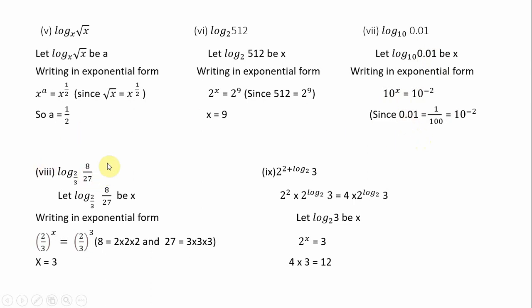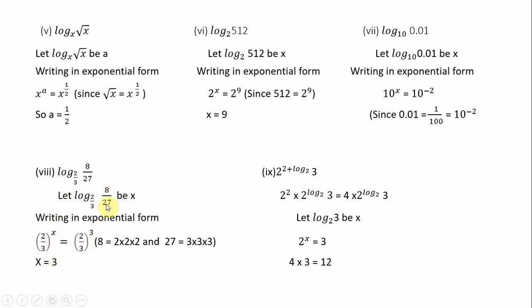Next one, log 8 by 27 base 2 by 3 is given to you. As usual, log 8 by 27 base 2 by 3 be x, and writing in an exponential form. As this x is related to both the numerator and denominator, I have used the bracket. If you carefully observe, 2 by 3 whole power x is equal to 2 by 3 whole power 3. Why? 8 can be written as 2 cube and 27 can be written as 3 cube. So ultimately you can write it as 2 by 3 whole cube. Now the bases are equal, exponents may be equated, x is equal to 3. Hope all of you understood.